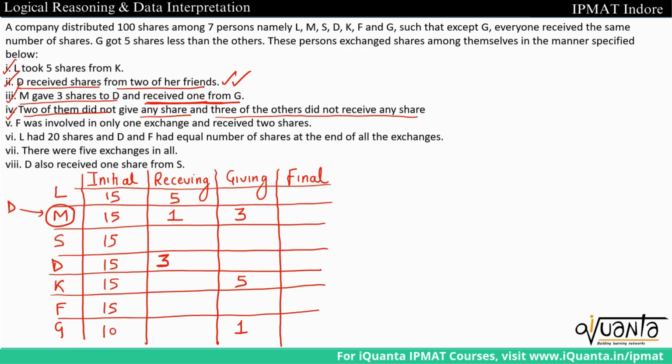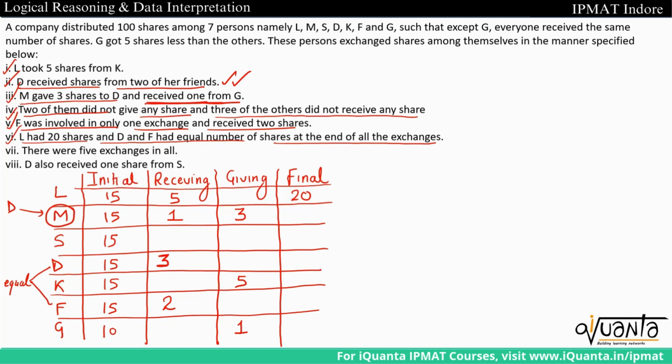So they will be receiving 0 shares, and there are 2 people who are not giving any shares. So 2 people will be giving 0 shares. Fifth point is F was involved in only one exchange and received 2 shares. So F will just be receiving 2 shares. Sixth point is L had 20 shares and D and F had equal number of shares at the end of the exchanges. So L is having finally 20 shares and D and F will be having equal number of shares after all the exchanges occur.